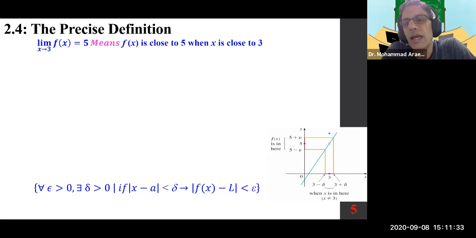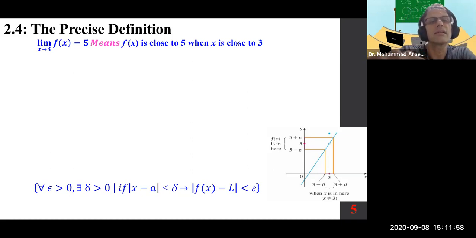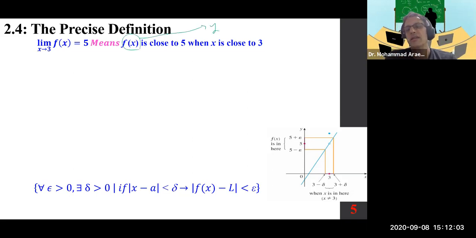Let's just repeat that. And I want you to pay attention to the graph and to the top. It says the limit of f of x as x approaches 3 equals 5. What does it mean? It means f of x is close to 5 when x is close to 3. That's simple. This is the best definition one can think of. The y is close to 5 when the x is close to 3. And always remember, f of x means y. So y gets close to 5, x gets close to 3. So whenever x is closer and closer to 3, the y is closer and closer to 5.